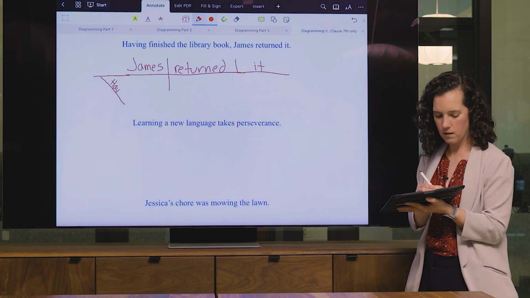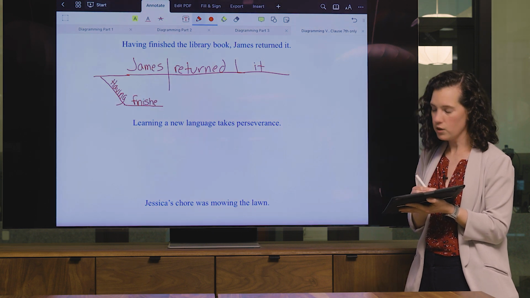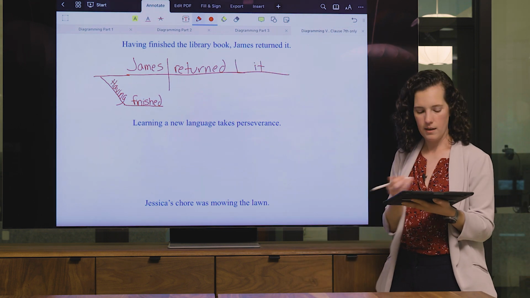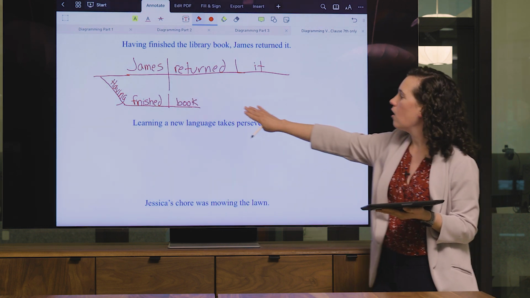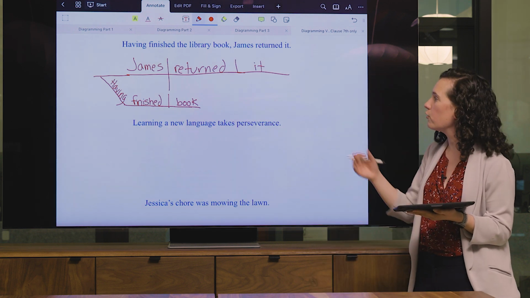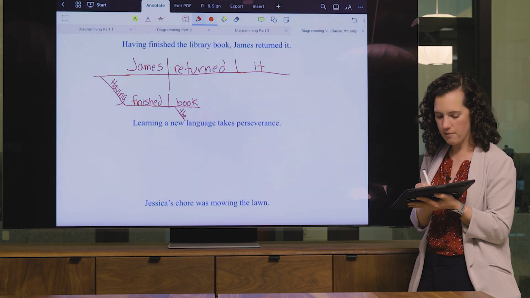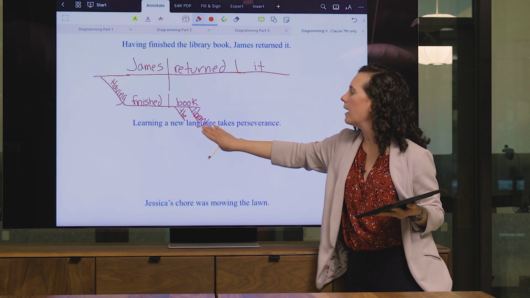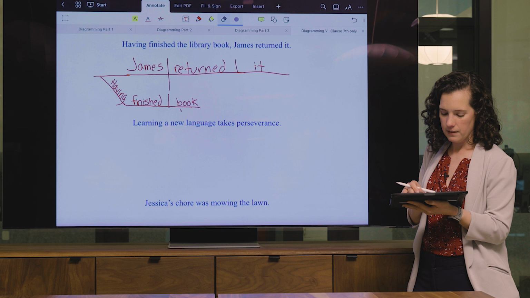Having finished is our participle, but there's also an object to go with it. Having finished what? Having finished book. And then all nouns can always have adjectives under it, including these objects. So we place the and library underneath the book. Having finished book, and then the book and library book. So this is a participial phrase. Let's look at another one.